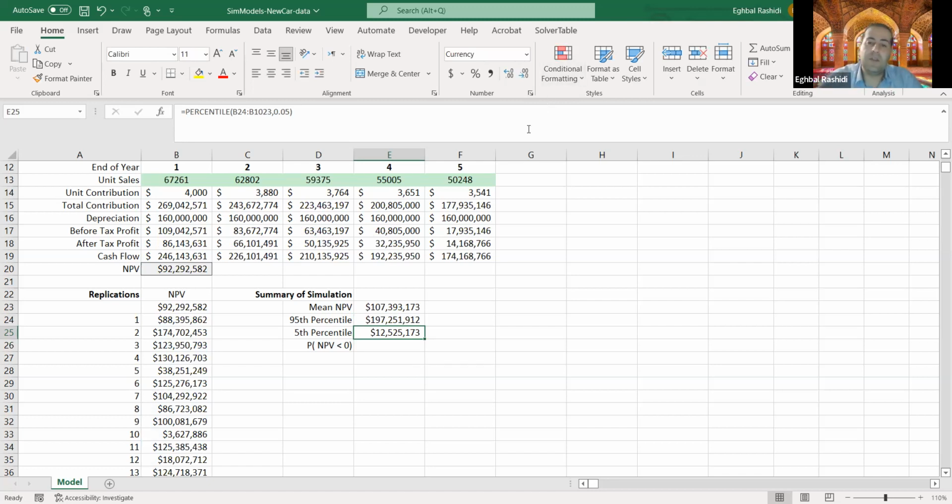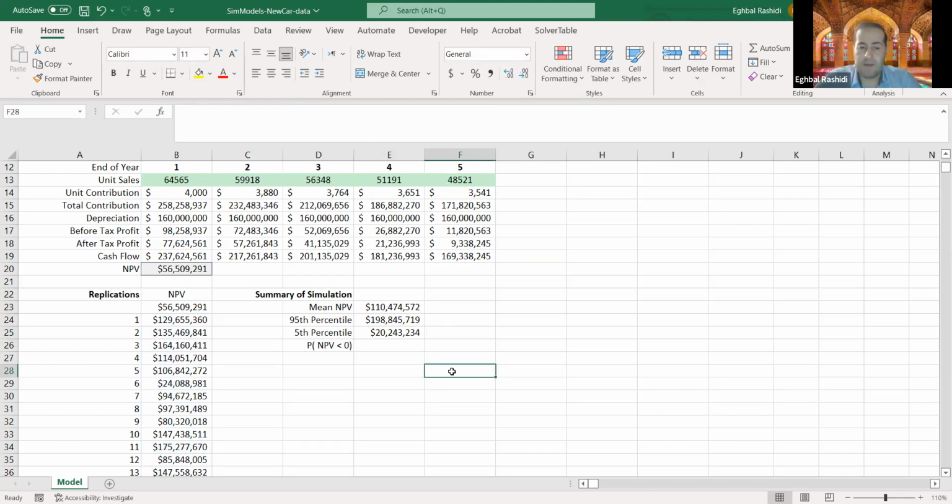But as you can see here, the number is changing each time that I click on the sheet, because it's going to regenerate all the random numbers. The 5th percentile is an important number. It's called the value at risk as well. So this is also VaR, or value at risk.